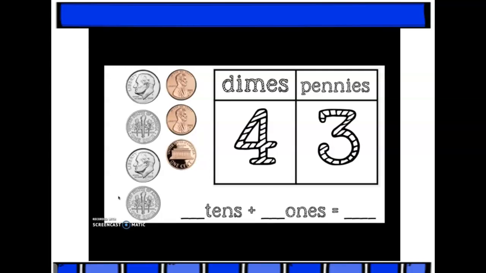Now watch this. Down at the bottom it says blank tens plus blank ones equals the whole amount. Well, the reason why I set up my place value mat just like this with dimes and pennies is because dimes and pennies are worth the same amount as tens and ones. So, how many tens do I have in that picture? Yeah, that's right, 4. And I have 3 ones.